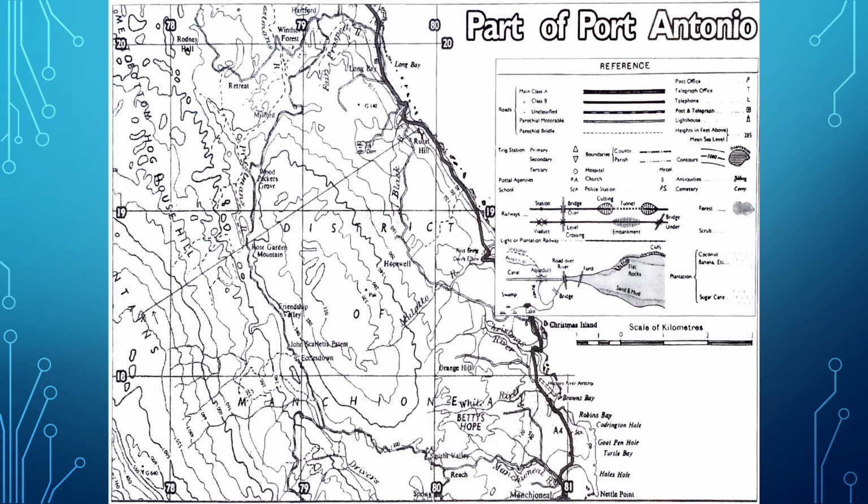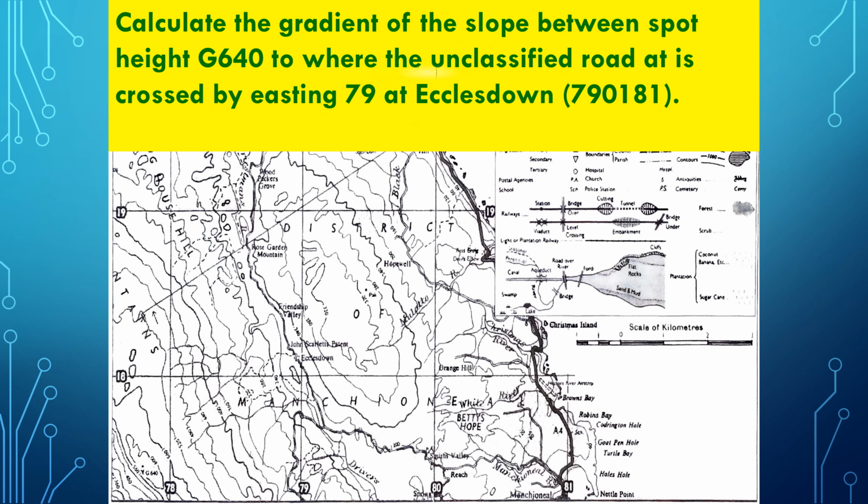Now here we have our map of Port Antonio, and we have a line already written, line X, line Y. We're going to first of all try to identify what we have to do. We're going to calculate the gradient of the slope between G640 to where the unclassified road is crossed by Easting 79 at Eccles Down.